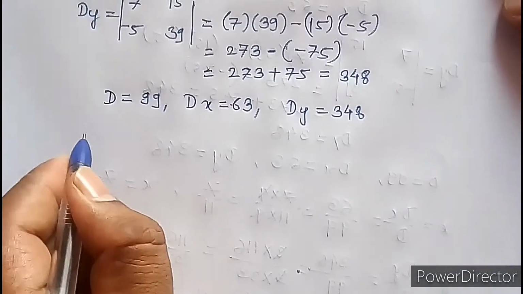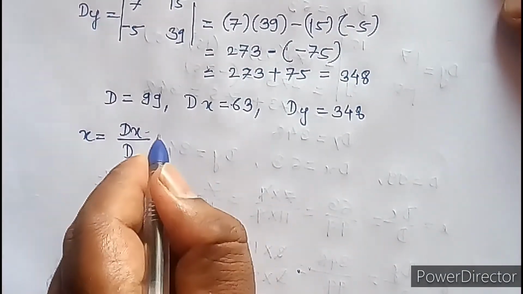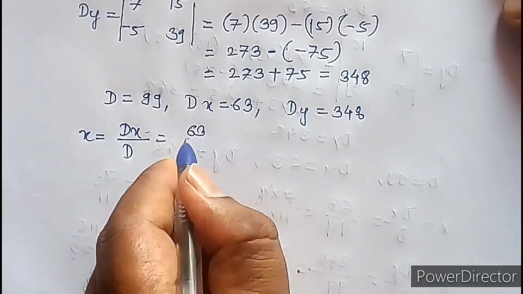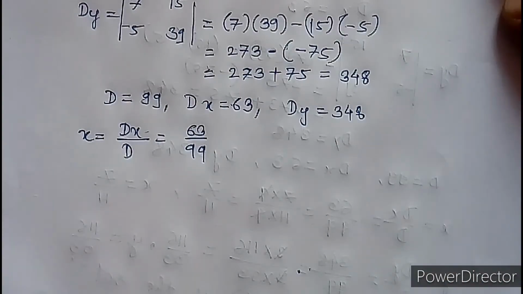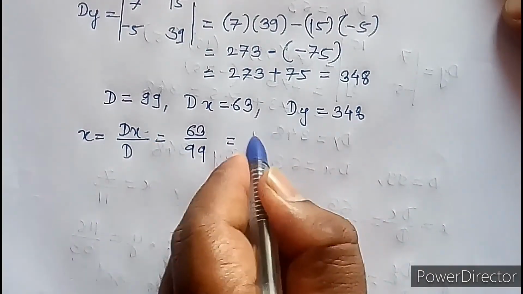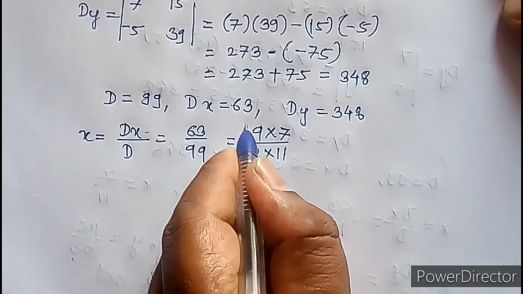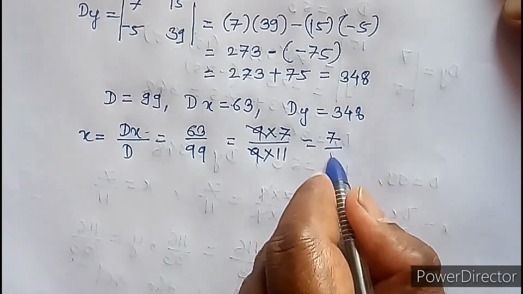We know the formula for that, that is x equals dx by d, that is 63 divided by 99, and here 63 and 99 are multiples of 9. 9 into 7 and 9 into 11. 9 cancelled, the answer is 7 by 11.